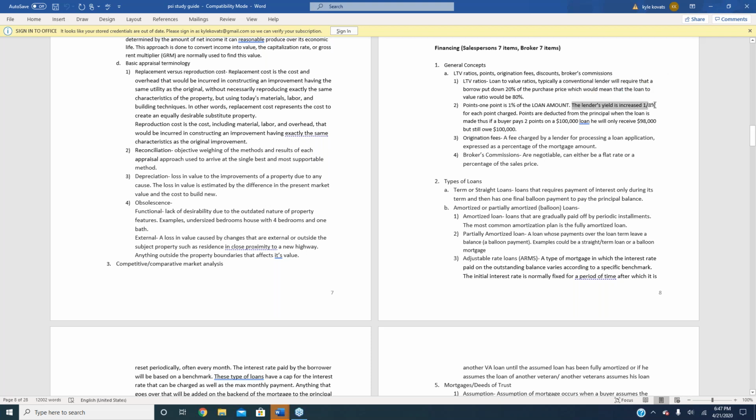Number 2, the lender's yield increases 1/8 of a percentage for every point they charge you. So their yield, their return, goes up by 1/8 of a percentage every point they charge you. So again, points, really the main thing is to know this first part here. They're 1% of the loan amount.